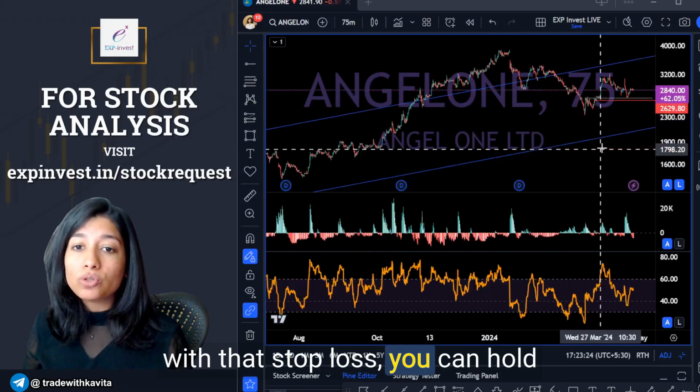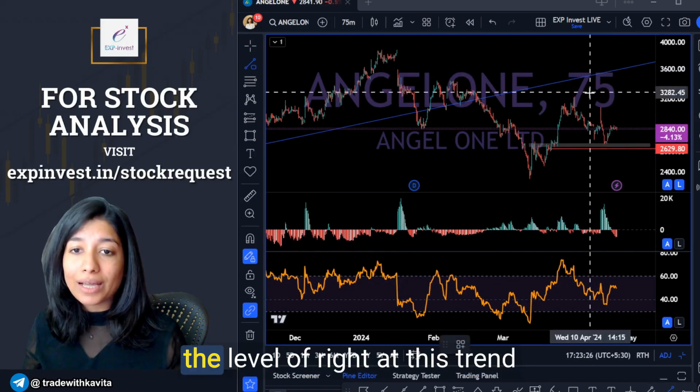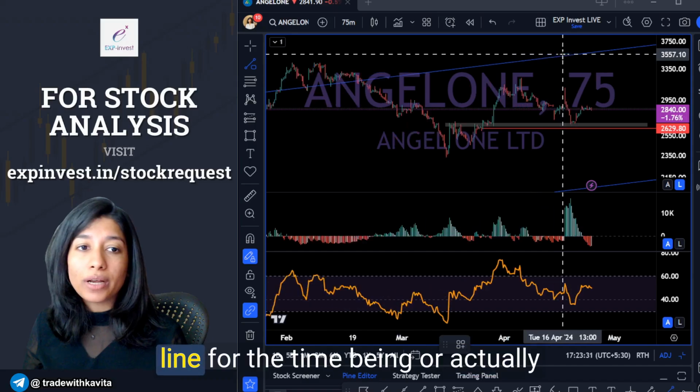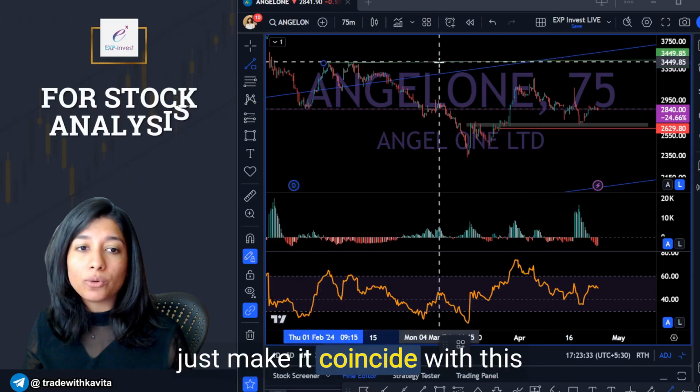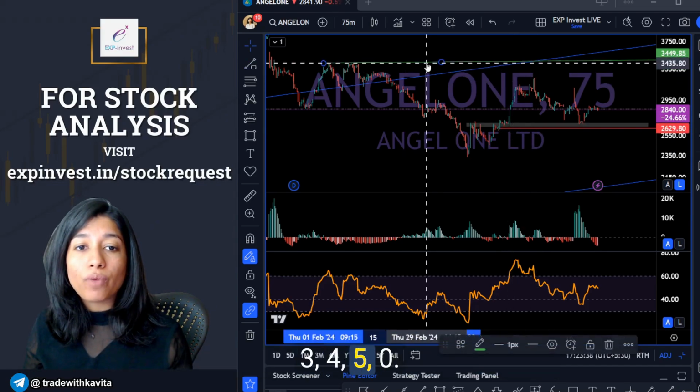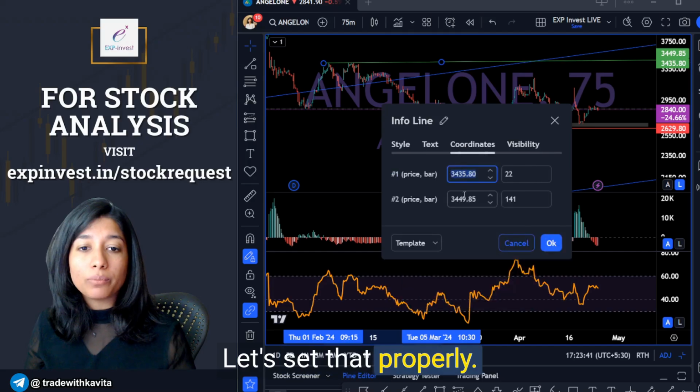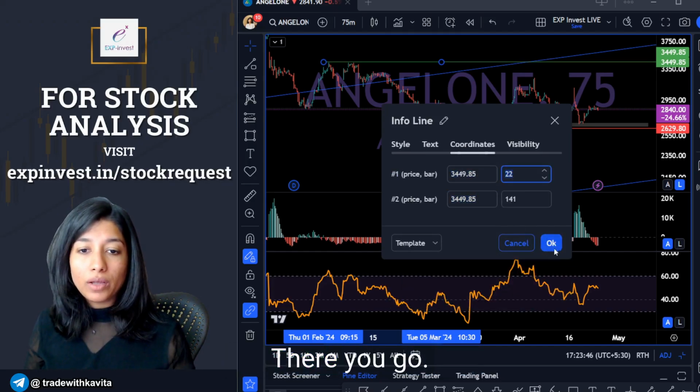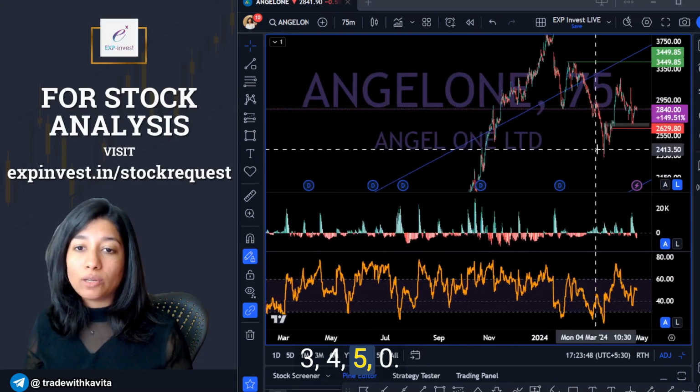With that stop loss, you can hold on to the stock for a target right at this trend line for the time being, or actually just make it coincide with this previous peak at the level of 3450. Let's set that properly. A little bit of an OCD. There you go, 3450. So that is your target.